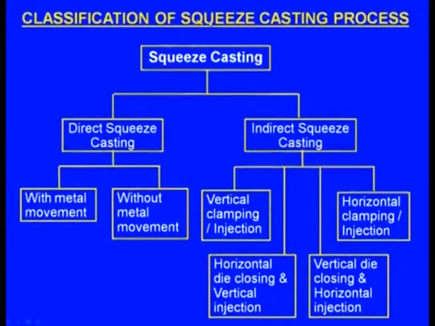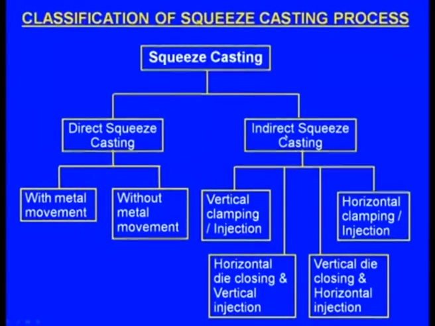Now what is the classification of squeeze casting process? Broadly it is classified as direct squeeze casting and indirect squeeze casting. Under the direct squeeze casting there are two more sub classifications: one type is with molten metal movement, another is without metal movement.